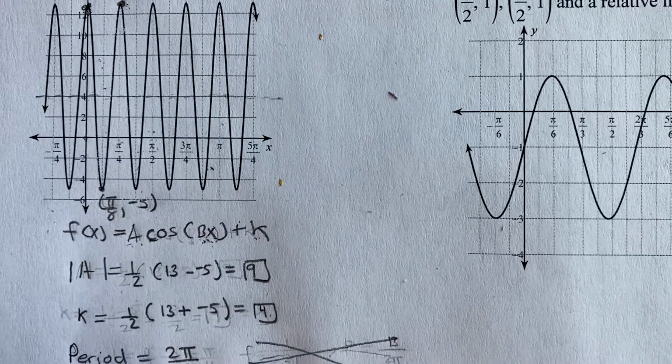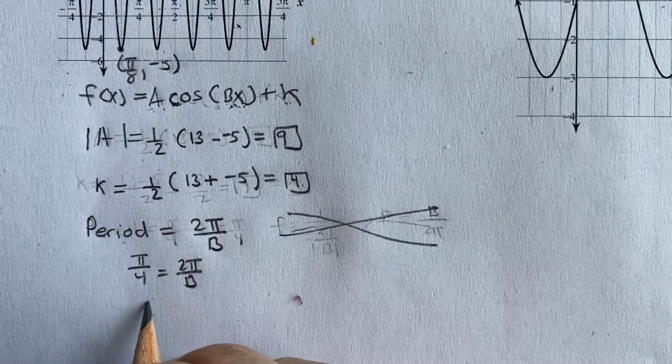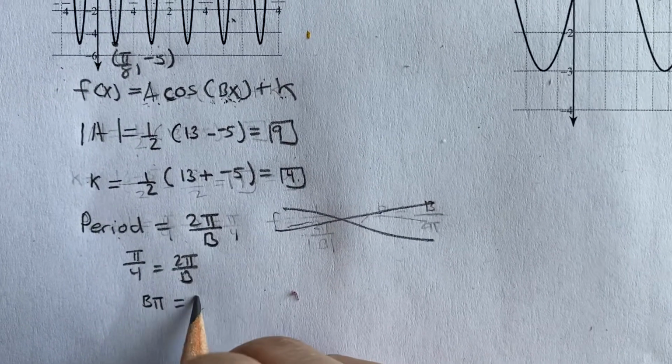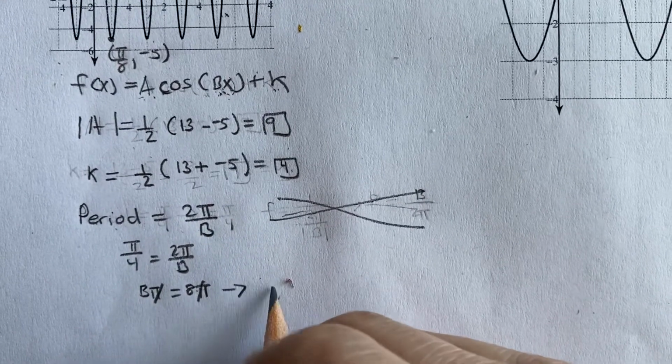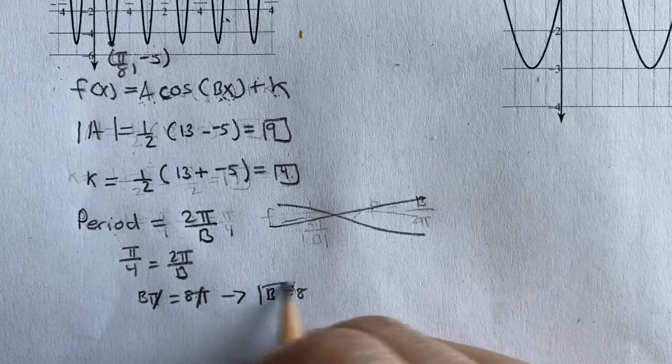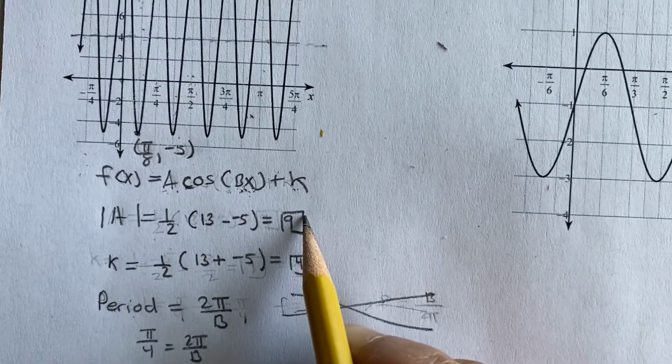Okay, so you can cross multiply over here and solve. You're going to get b pi is equal to 8 pi. These pi's are going to cancel out, and you're just going to end up with b is equal to 8. Okay, so you have b, you have k, you have a. You can plug it in.